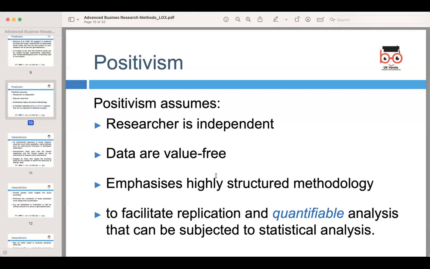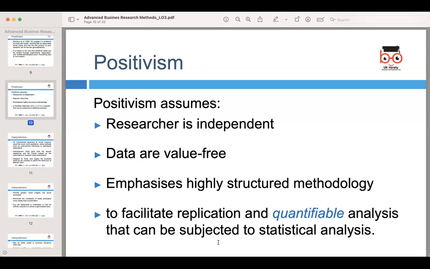Third one is that positivism emphasizes a highly structured methodology. In other words, the research process should follow a clear and well-defined set of steps. The last one is to facilitate replication and quantifiable analysis that can be subjected to statistical analysis.